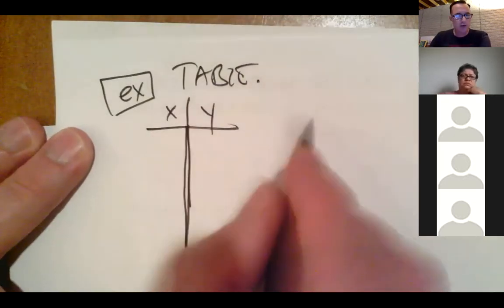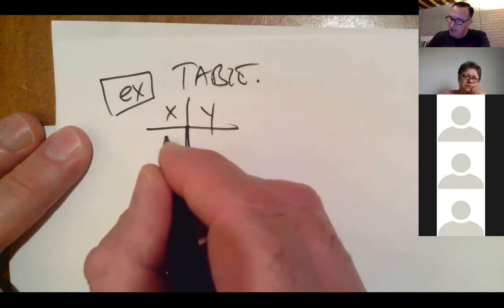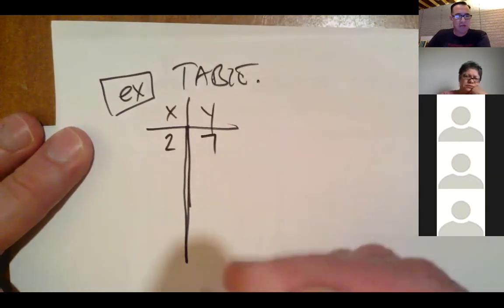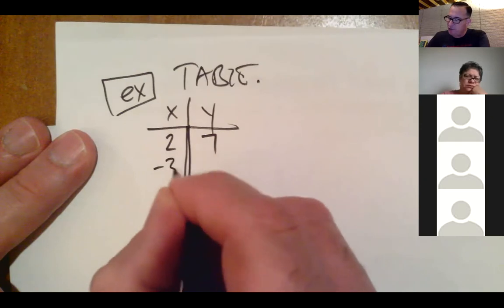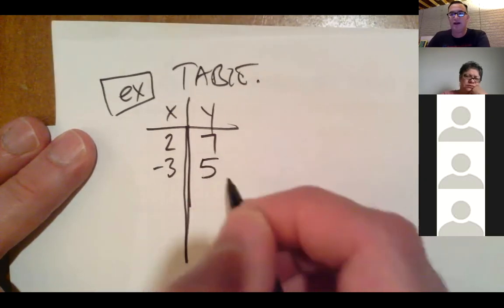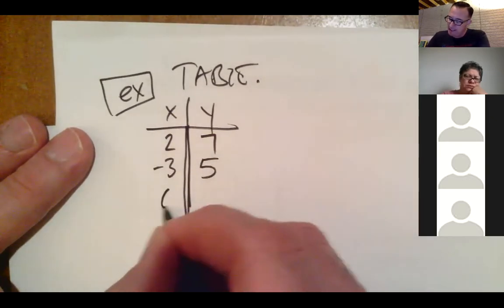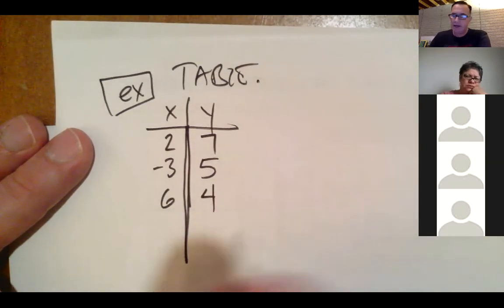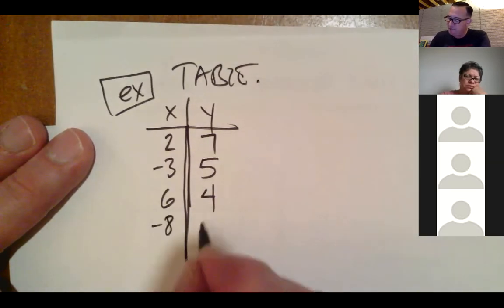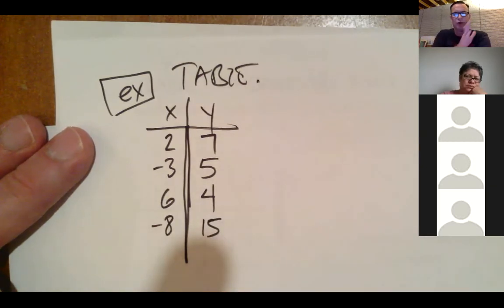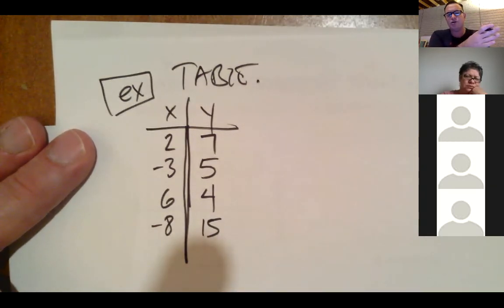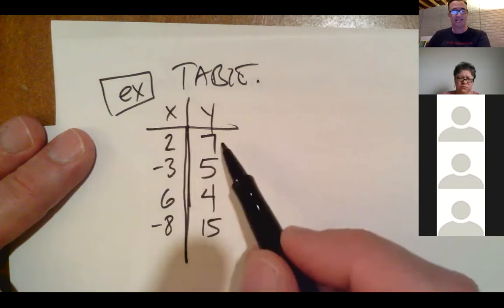So I'm just going to start writing some points down. We'll have 2, 7. Then -3, 5. Then 6, 4. And then -8, 15. Are we a function so far? Is every X value have exactly one Y value? Type yes or no in the chat so I can see that. Is this a function so far? Yeah, I would agree. Right now, every X value has exactly one Y.